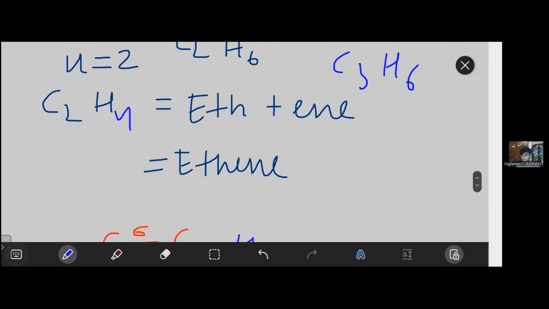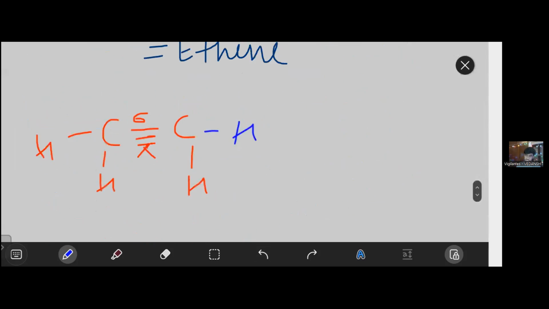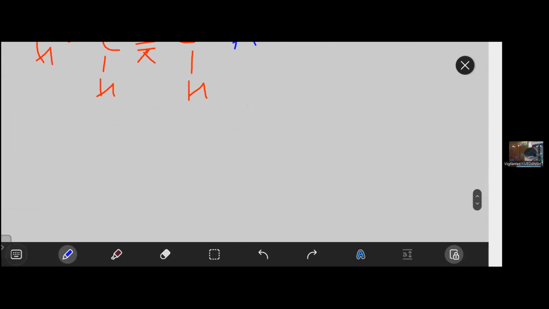Now I see the number of hydrogens is double, so I'll surely say it is propene, because if we put n as 3, we name the prefix as prop, and then the rest that follows is ene. So we have propene as a compound. So how will the diagram of propene look? It would be something like this.